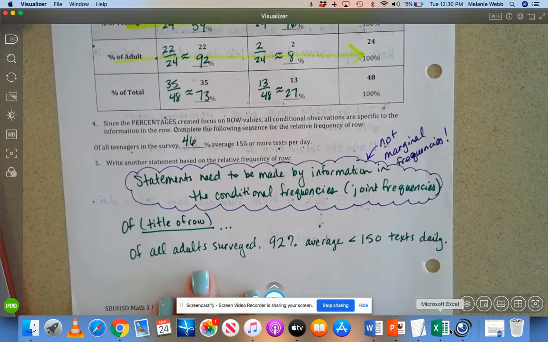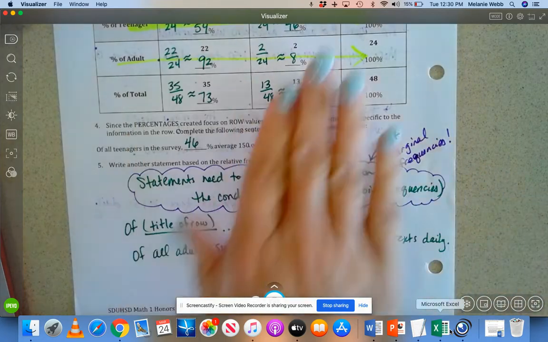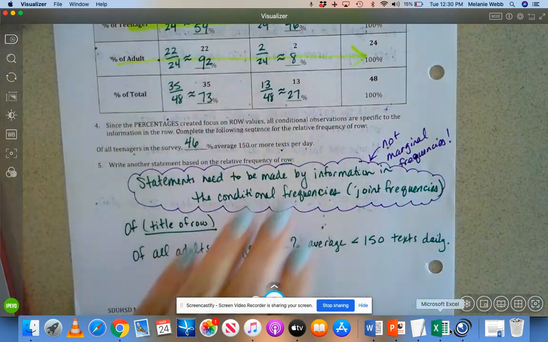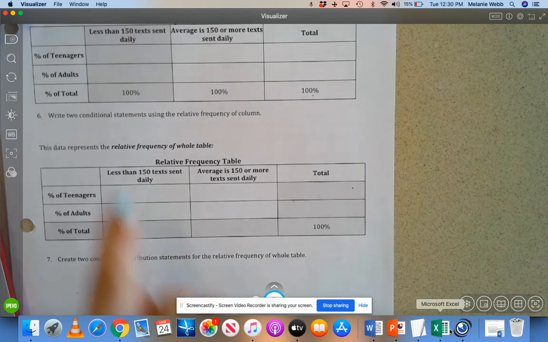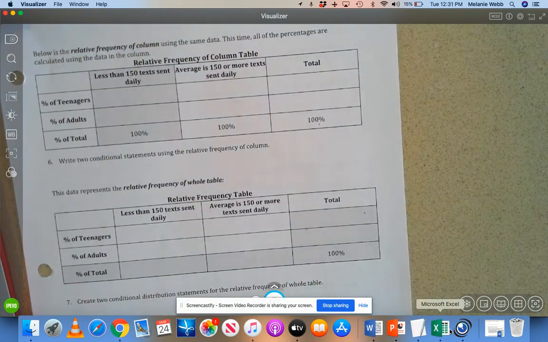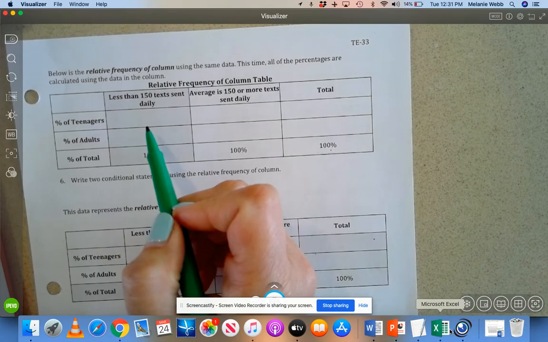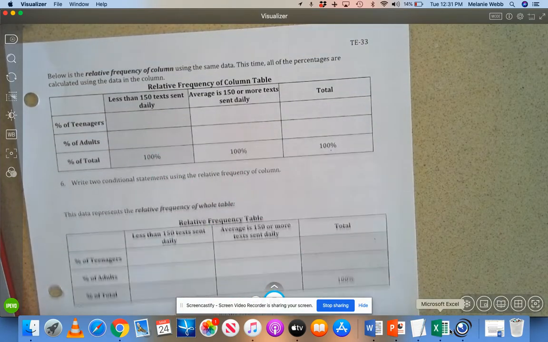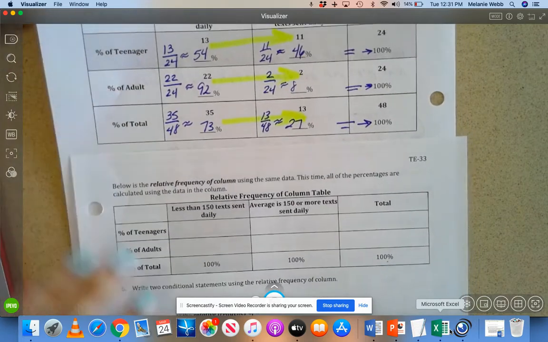All right. Let's try this again. Same information with the text, but now we're going to look at relative frequency of columns. So now we're not going to look at it as just teenagers or just adults. We're going to actually look at it in terms of columns. I still have the same information. I'm just going to copy it from my last table and put it over here.